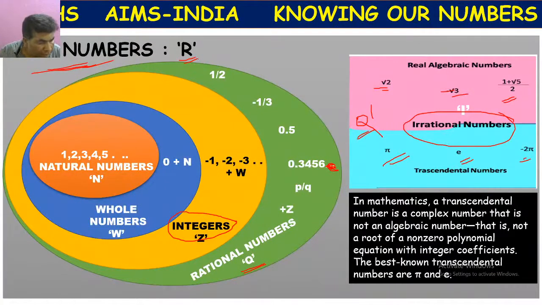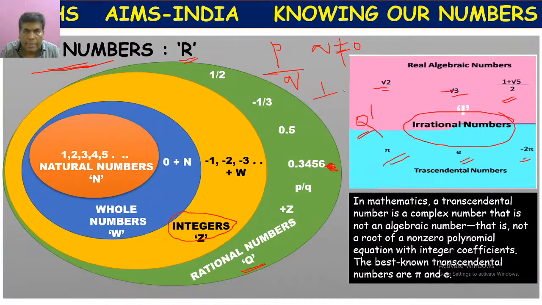Somebody is asking what is meant by rational numbers. Rational numbers are those which are in the form of p by q, meaning a numerator and a denominator. Numbers in the form of p by q are considered rational numbers. But here one condition is very important: q should not be equal to 0.